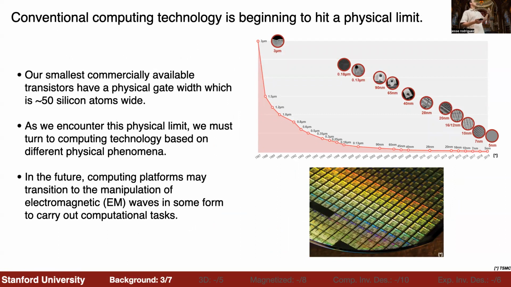So conventional computing technology is beginning to hit a physical limit. You can see the progression of Moore's law on the right side of the slide with that figure from TSMC. Our smallest commercially available transistors have a physical gate width which is on the order of 50 silicon atoms wide. So we can't really push them to be any smaller. And if we want to continue to scale our computational capacity, we're going to have to turn to computing technology that's based on different physical phenomena. So I'm sure everybody here has heard about quantum computing, but not everybody has heard about optical computing, which is where you use electromagnetic waves to perform computational tasks.